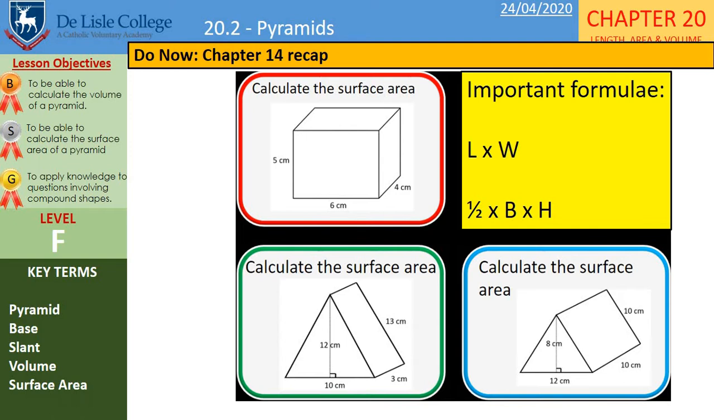Right, good, let's fly through some answers. So you should have 148 centimetres squared, 228 centimetres squared and 416 centimetres squared.